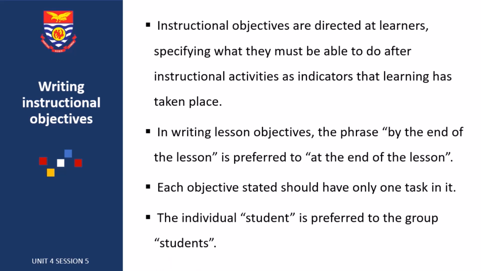The individual student is preferred to the group of students. You are presenting a lesson that will favor every student. So you should write your objective in terms of each student rather than saying students, such that if at the end some of them did not achieve the objectives, then you feel you are not successful. Write it in terms of each student so that if at the end you have some of the students who couldn't achieve the objectives, then you were not successful.